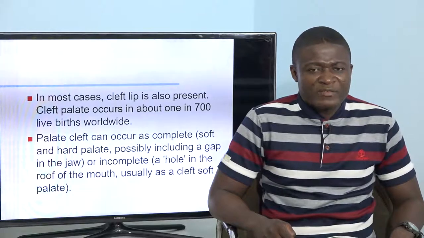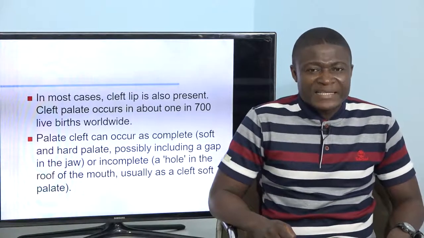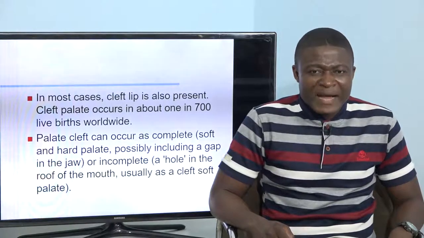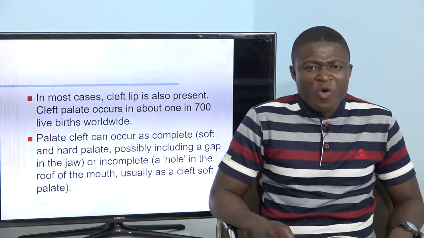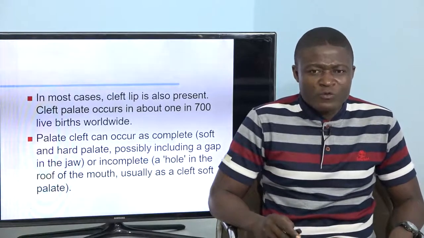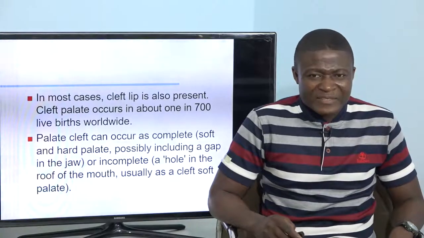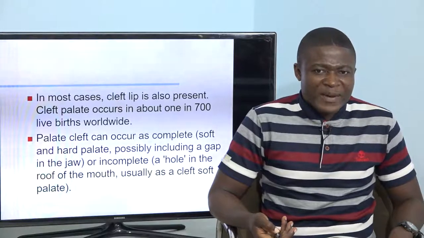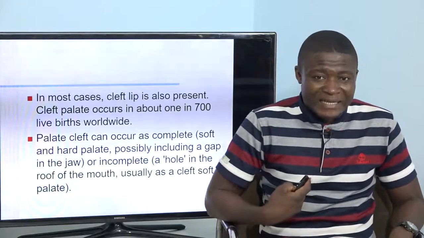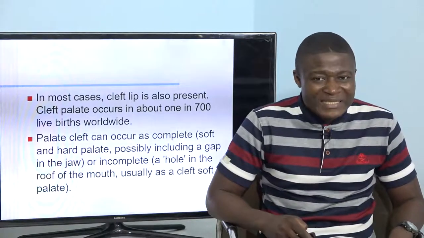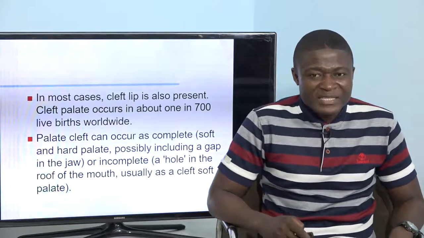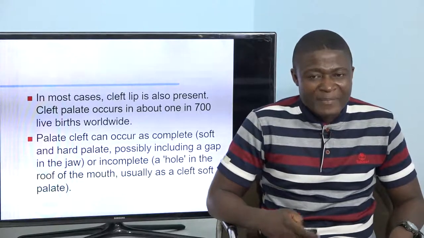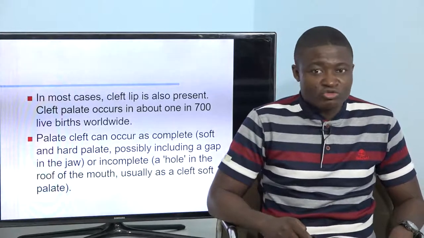Cleft palate can occur as complete, that is soft and hard palate, possibly including a gap in the jaw, or incomplete, that is a hole in the roof of the mouth, usually as a cleft soft palate. So what we are saying is the cleft palate also has a complete cleft palate or an incomplete cleft palate. The complete cleft palate is an opening in both the soft and the hard palate all the way through into the nostrils.